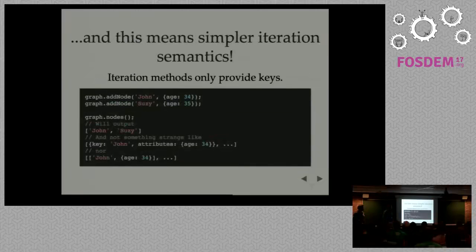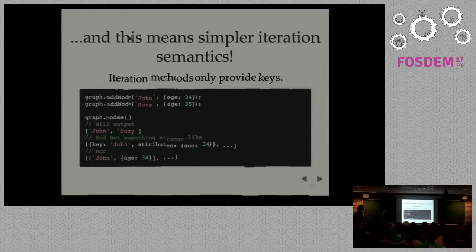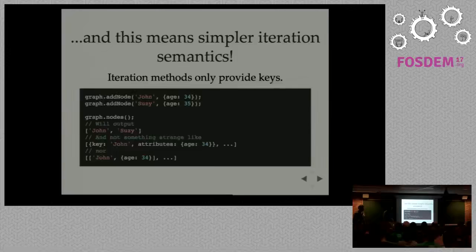And this means, as a cool side effect, simpler iteration semantics, because at the beginning we were questioning ourselves about, if you iterate on the nodes, what should we provide to your users? The node's key plus the attributes plus some other information. It was a bit strange and hard to grasp. So we just said, okay, you'll just have the keys and then you'll ask the graph for other information if you need it. So you save some memory, you save some semantics, and that's a bit better, I guess.